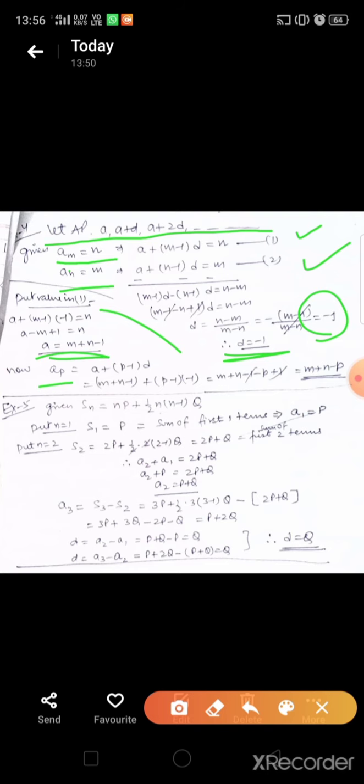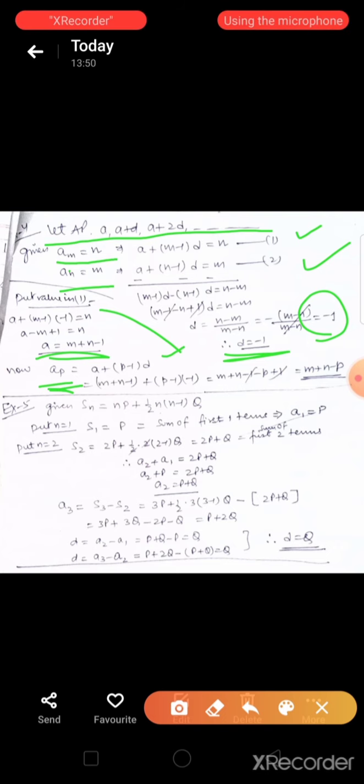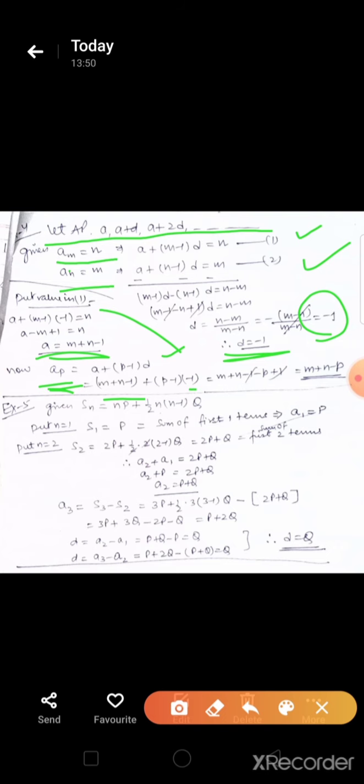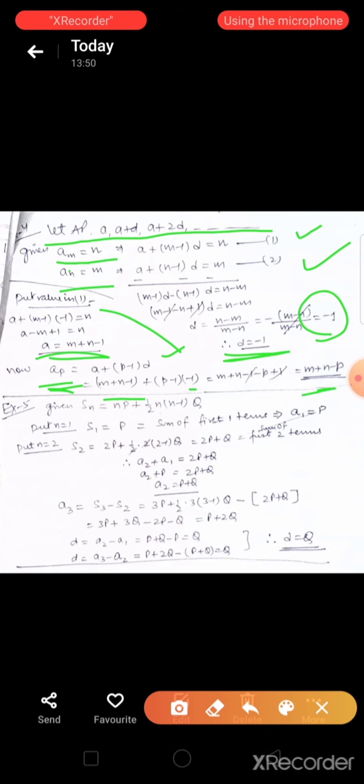Now the pth term of the AP will be A plus (P minus 1)D. We will put the value of A as well as D. So we have put the value of A and D, and by solving it we get the value of the pth term as M plus N minus P.